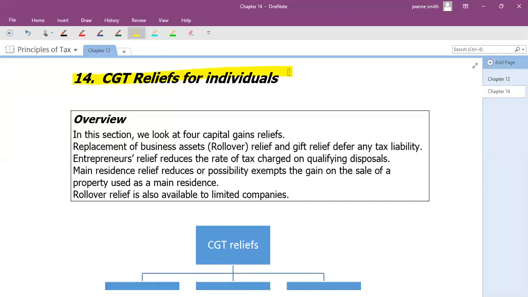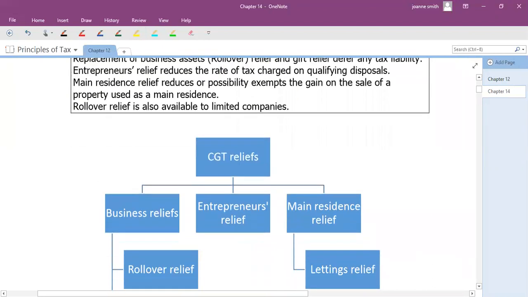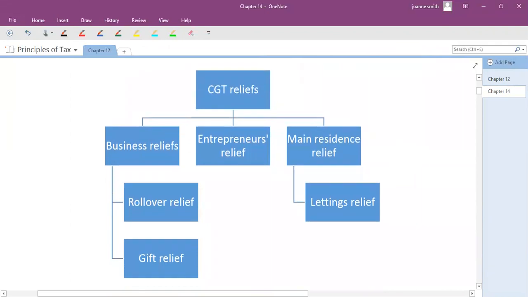But what we're looking at in this chapter is some other reliefs that might be available to the individual, depending on things like what sort of asset they might be selling. So there are 4 capital gains reliefs that we've got overall, but what I want to draw your attention to is what is actually appropriate for our exam. So there's business reliefs, which cover rollover relief and gift relief. We've got entrepreneurs relief, and we've got main residence relief. And these are the 2 that you need to learn for your exam.